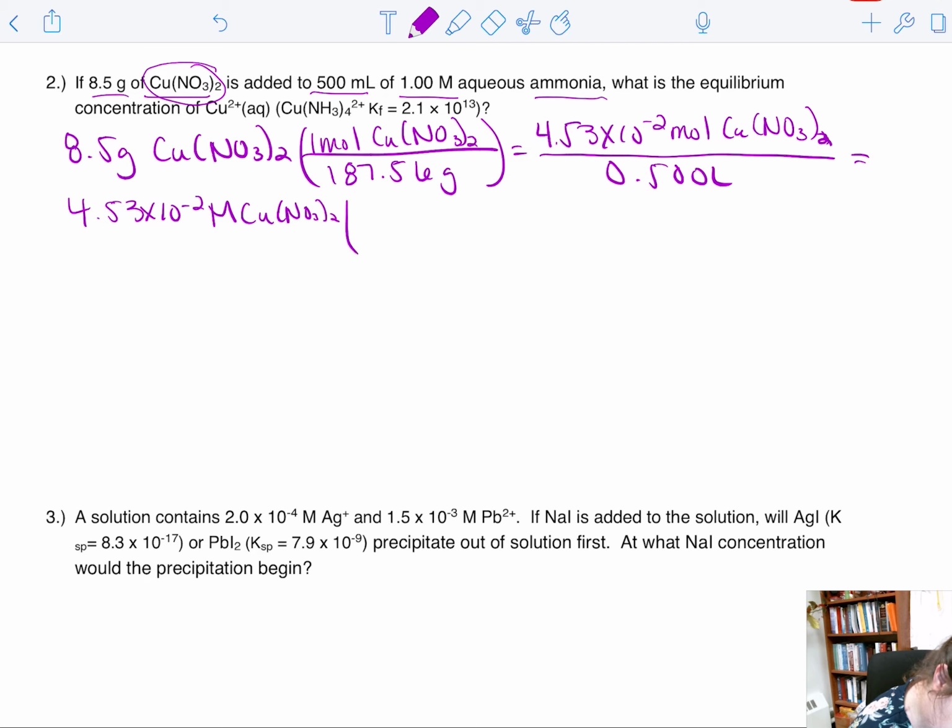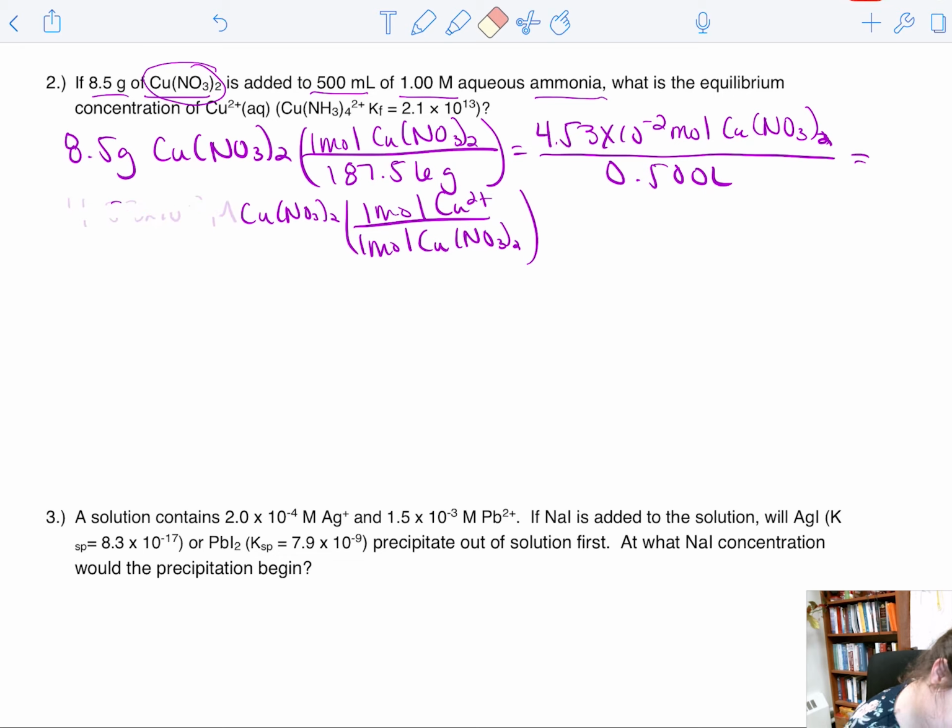And then for every 1 mole of copper nitrate, we produce 1 mole of copper 2+, giving us... oops. Sorry. This is not correct. This should be 9.06 times 10 to the negative 2 molar. And then this gives us 9.06 times 10 to the negative 2 molar copper 2 plus ions.